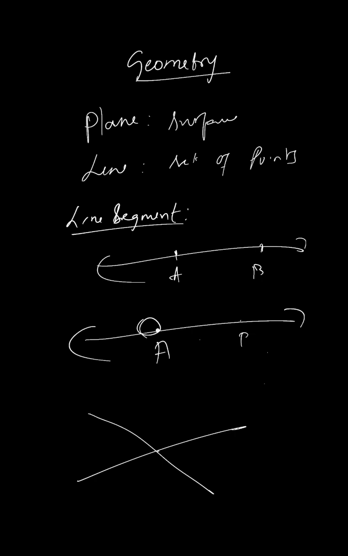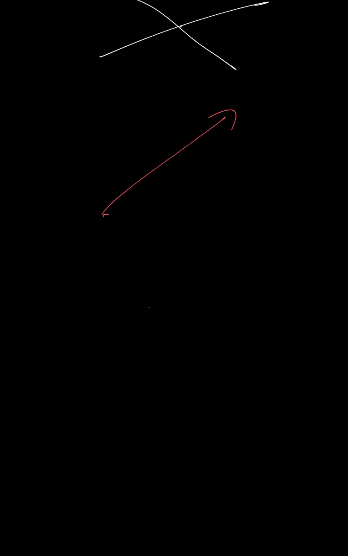Next, angle. What does it mean by angle? Two rays which meet are said to form an angle. This is ray 1 and this is ray 2. They meet at a point, and that makes an angle. The intersecting point is called the vertex of the angle.